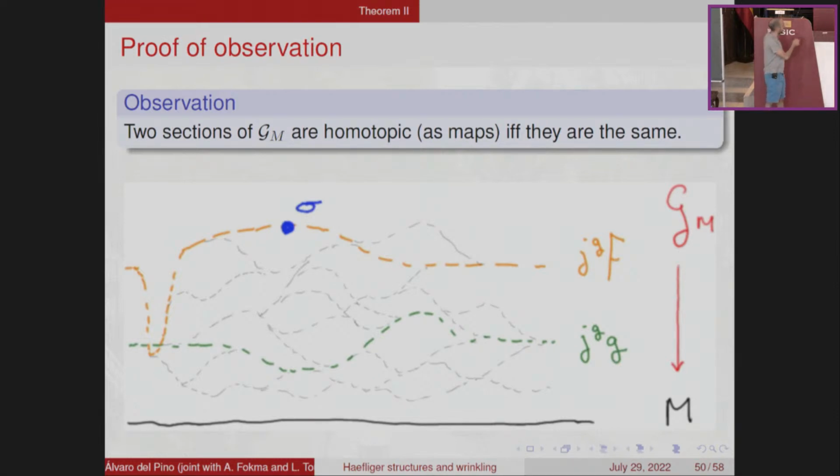And all I'm saying, in some sense, is that if I have two sections, they will never be homotopic to each other unless they're literally the same, right? And this is kind of logical in a covering space. I cannot just jump a sheet with a homotopy.